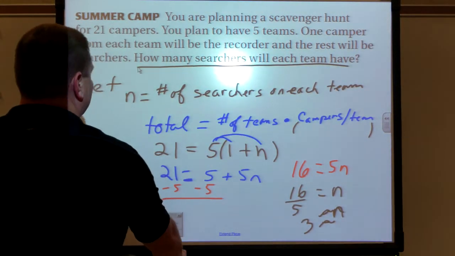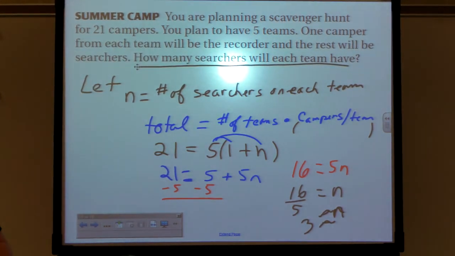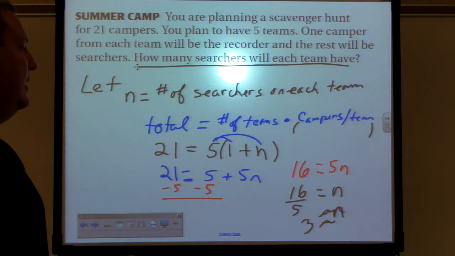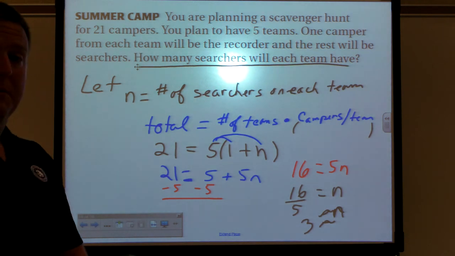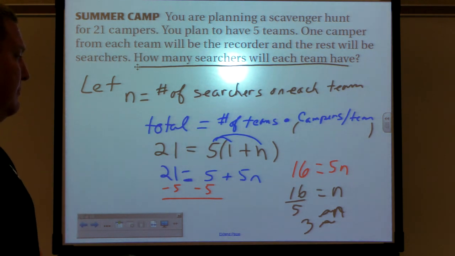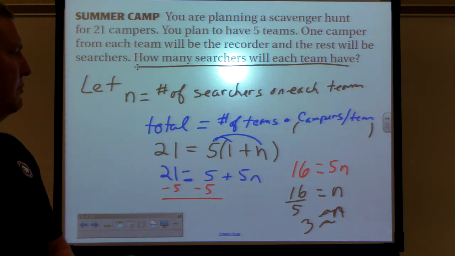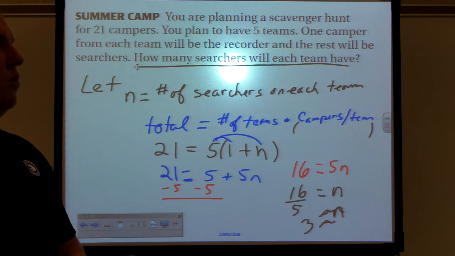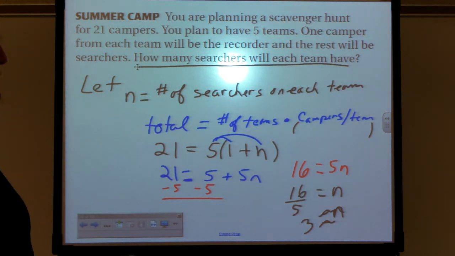If you have only 21 campers, it's not going to work out exactly. So we can't say 3 and a 5th people, because there's no such thing as a fifth of a person. It's either a whole person or not. So we can't say 4 people on a team because there's not actually enough people to do 4 on a team, or 4 searchers. So it'd be 3 searchers per team, plus the recorder, which will make actually 4 people on the team.